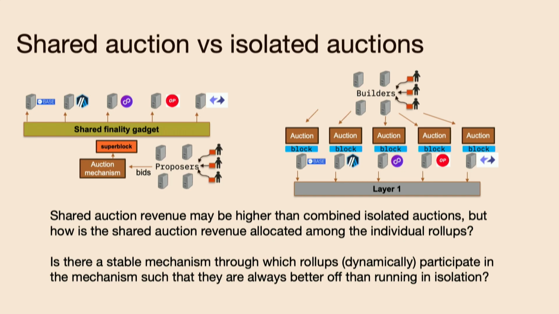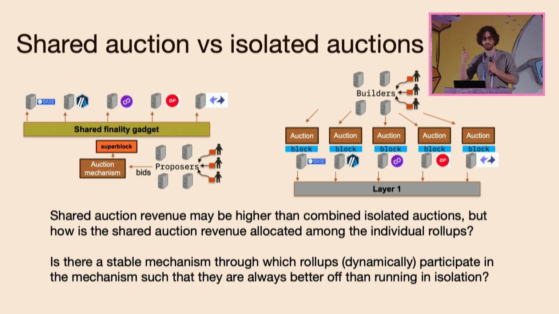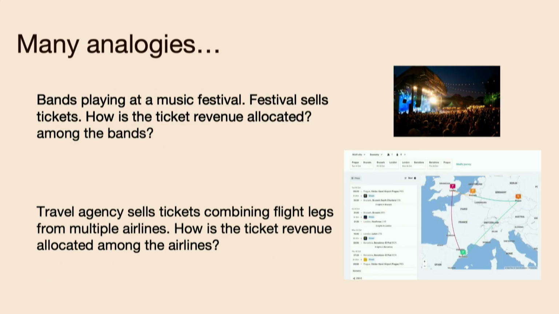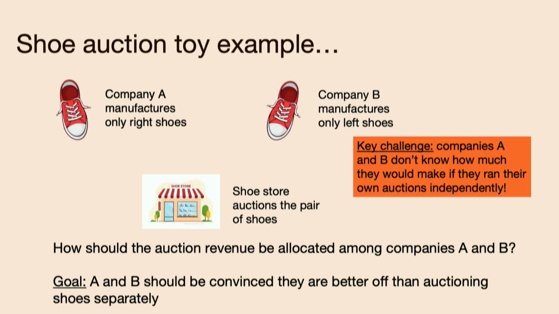Now, the shared auction revenue may be higher than the combined isolated auctions, but how should we share the auction revenue with individual rollups? Is there a stable mechanism through which rollups can dynamically participate in this mechanism such that they're always convinced they're better off running in the joint auction than in isolation? There's many analogies to this. We can look at bands playing at a music festival, right? The festival sells tickets. How is the ticket revenue allocated among the bands? Travel agencies sell tickets combining flight legs from multiple airlines. How should the ticket revenue be allocated among airlines?